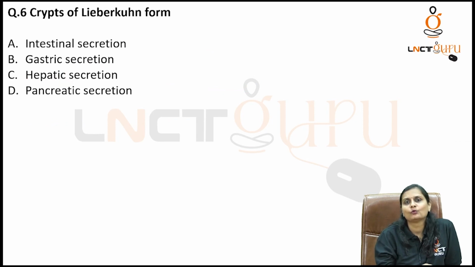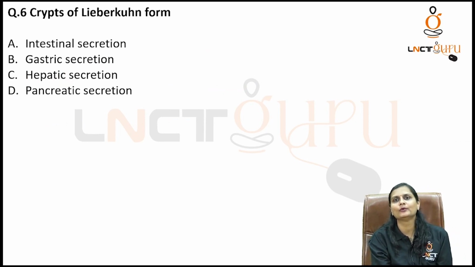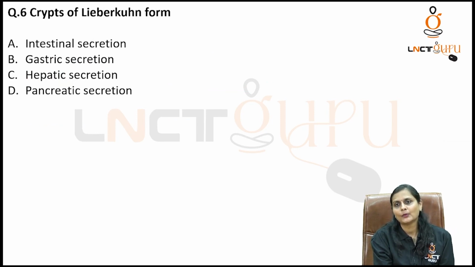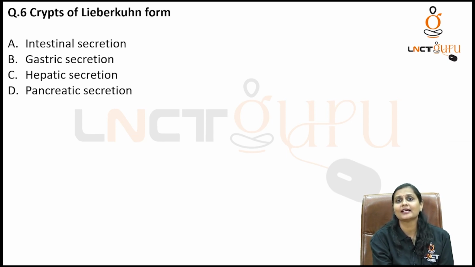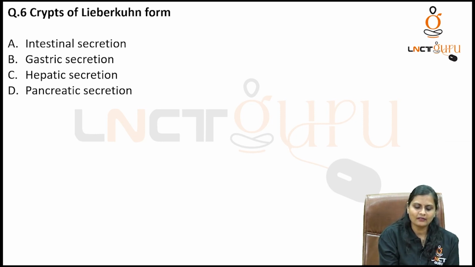Now we move on to the next question, that is question number 6. Crypts of Lieberkühn form. The options for this question are option A, intestinal secretion, B, gastric secretion, C, hepatic secretion, and D, pancreatic secretion. The answer for this is option A, that is intestinal secretion.